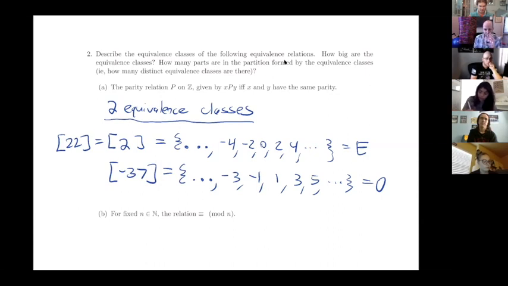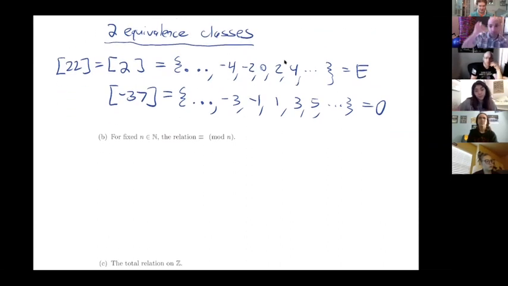Do we assume 0 is even then? 0 is even, yes, because we can write 0 as 2 times an integer. It's 2 times 0, yeah. Okay, any other questions?